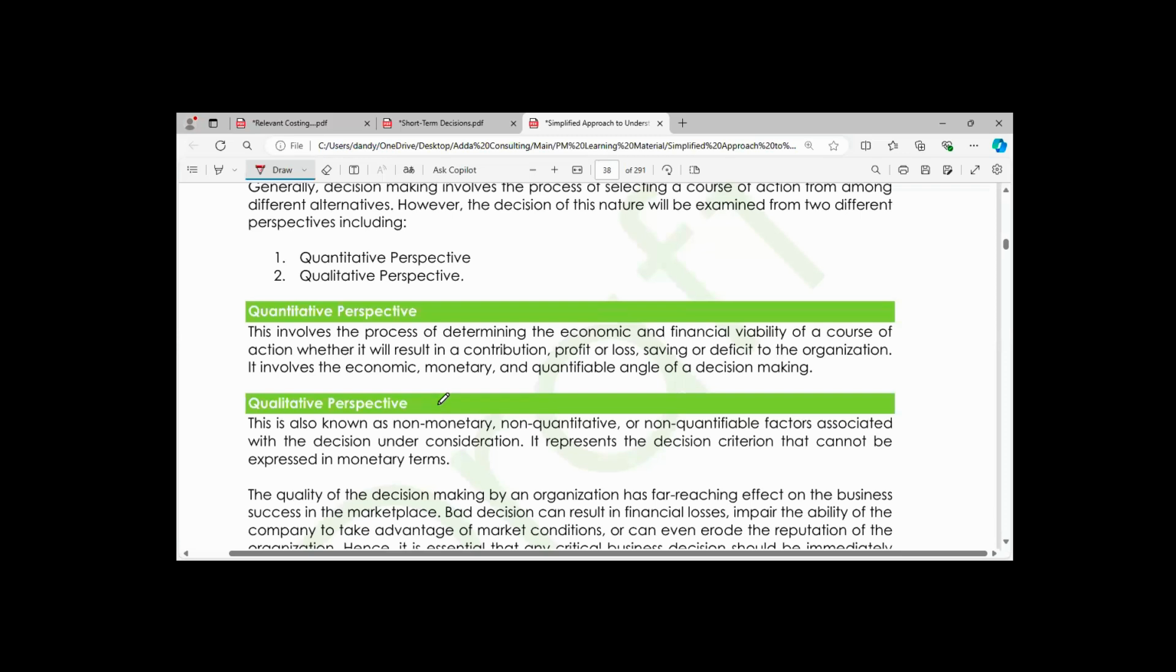There may be need. In fact, at times some qualitative factors may be more important than the economic angle of the decision that is to be taken, especially if that factor is critical to the decision that is to be made. Okay, so that's that.